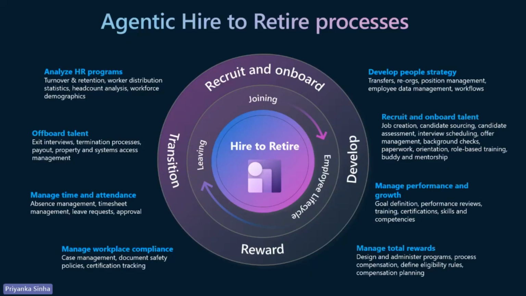So these are the three stages, and finally, if we talk about managing time and attendance, here we have to ensure that workplace compliances are taken care of, and agents help to automate absence management, leave requests, and approval workflows, making these processes more efficient. So if you see throughout all these stages, our people strategy is supported fully by AI, which helps us to manage transfers, organizational changes, position management, employee data lifecycle, and reporting.